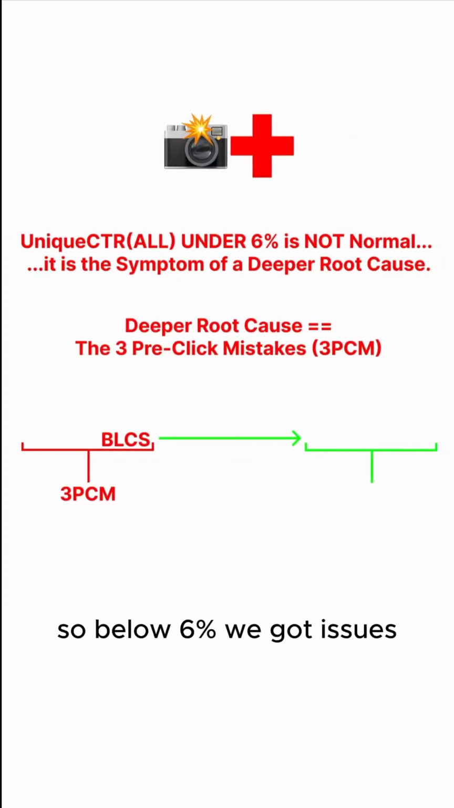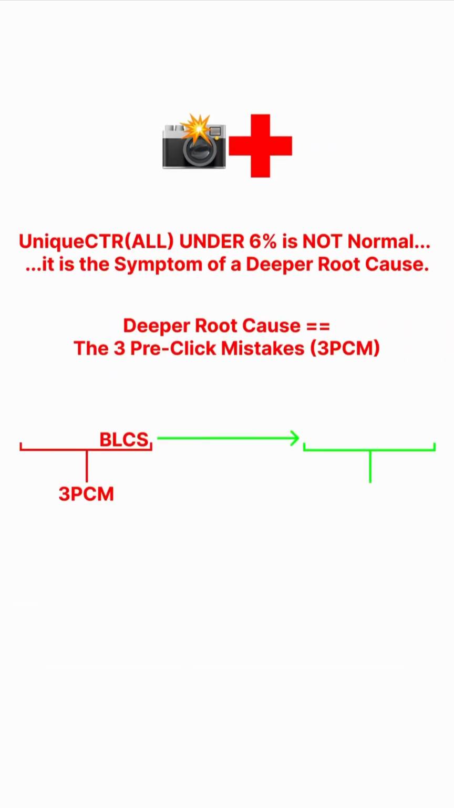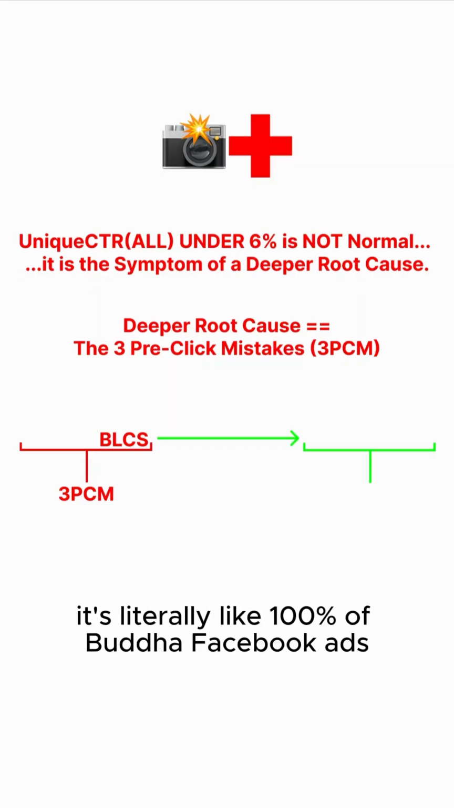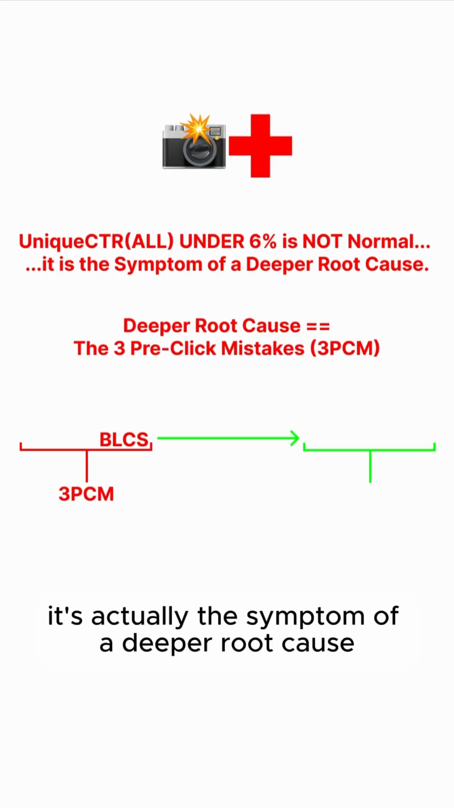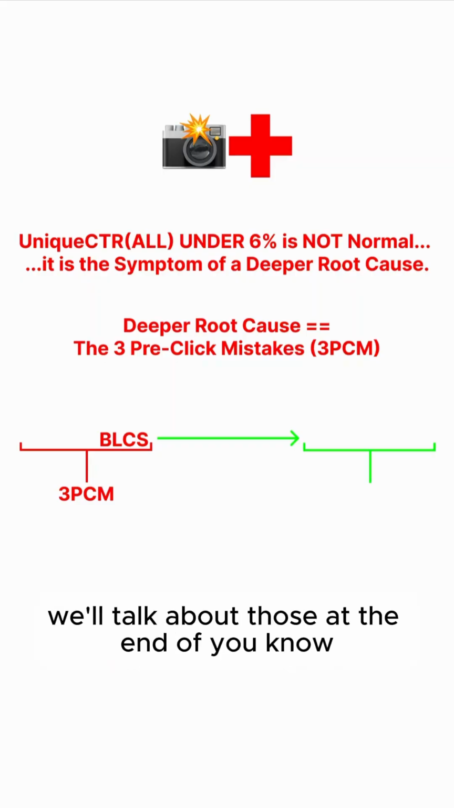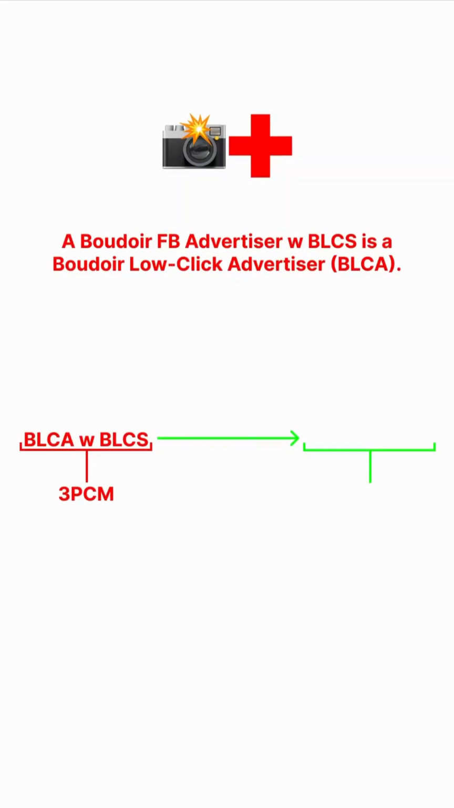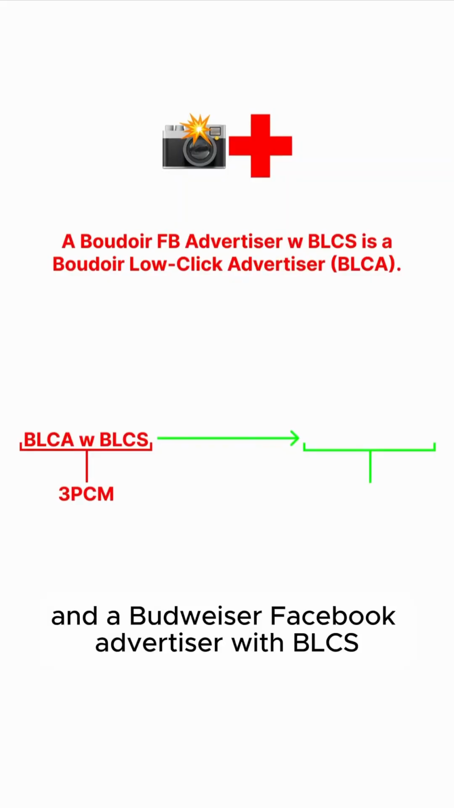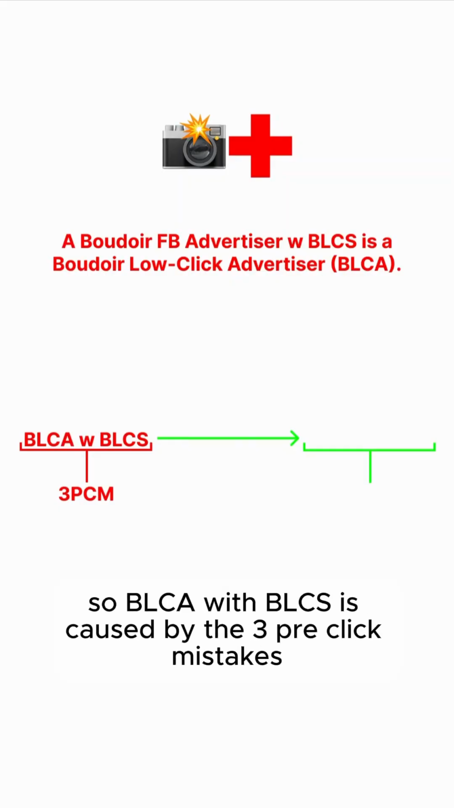So below 6%, we've got issues, and that's because unique CTR all under 6% is not normal. It's extremely common, it's literally like 100% of Boudoir Facebook ads I've seen, but it's not normal. It's actually the symptom of a deeper root cause, and that deeper root cause is the 3 pre-click mistakes. We'll talk about those at the end of the video. And a Boudoir Facebook advertiser with BLCS is a Boudoir low-click advertiser, BLCA. So a BLCA with BLCS is caused by the 3 pre-click mistakes.